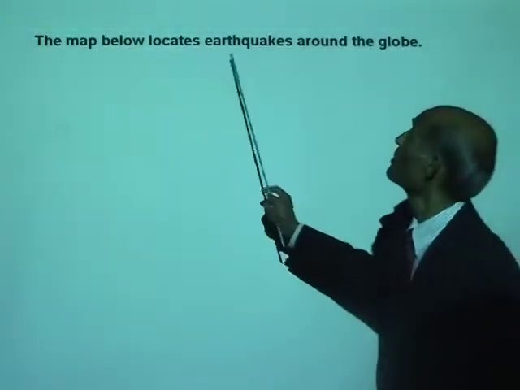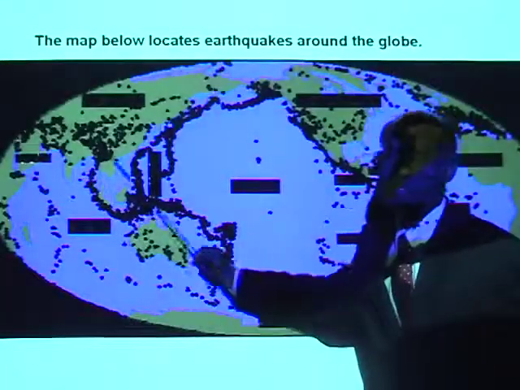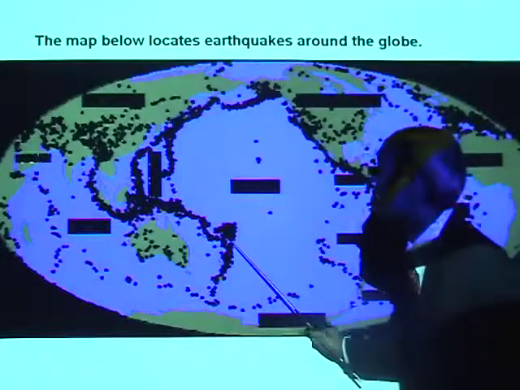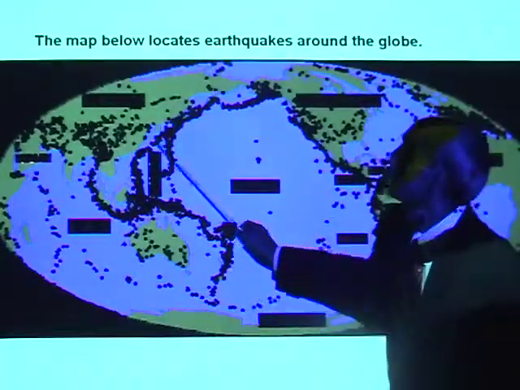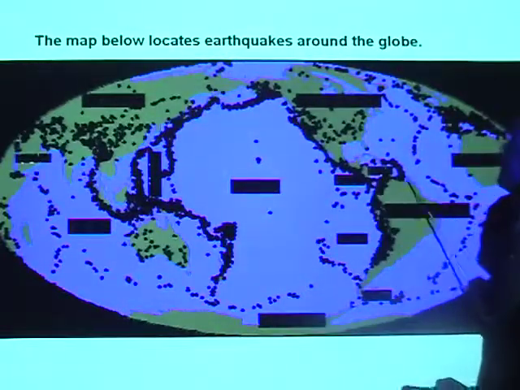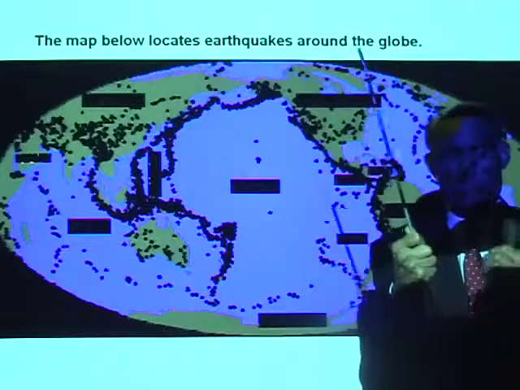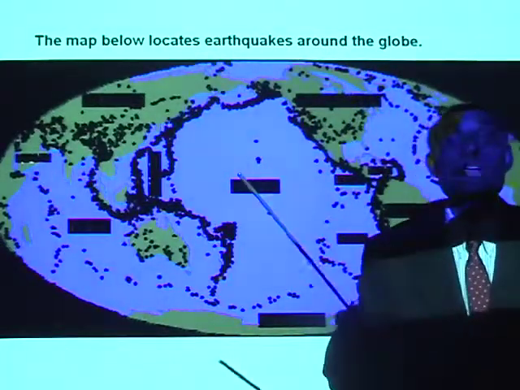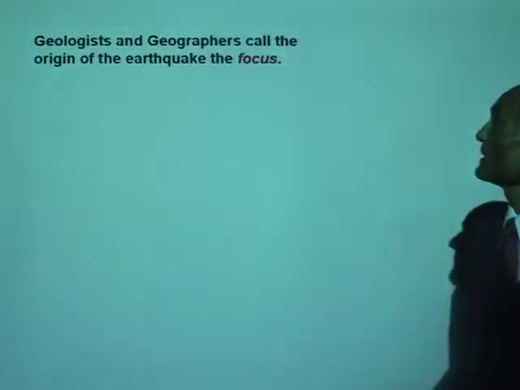Now the map below shows locations of earthquakes. This is the picture you have actually seen in the last lesson. These are locations of major faults where earthquakes generally occur. All these are areas where compressional forces or tensional forces have created faults that cause earthquakes.